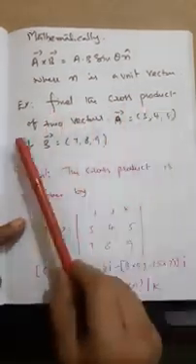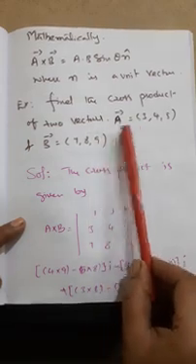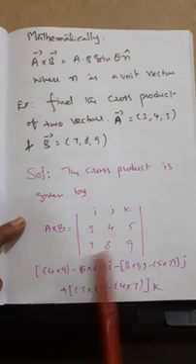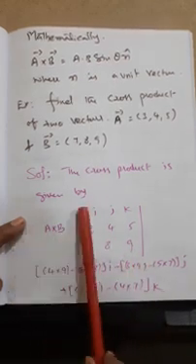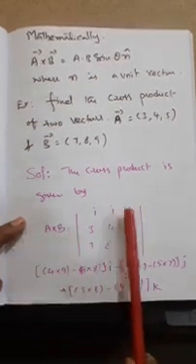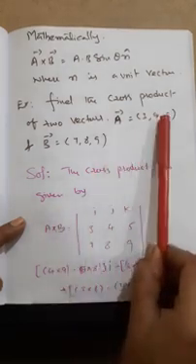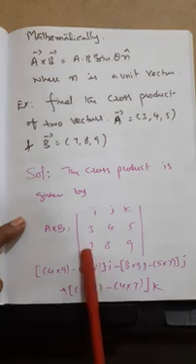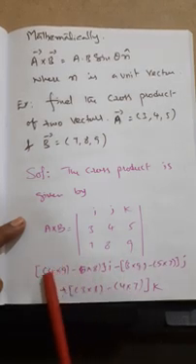Find the cross product of two vectors. Here A is given and B is given. The cross product can be defined as taking the determinant in the form of a matrix with rows I, J, K. The A value is 3, 4, 5 and the B value is 7, 8, 9. Just simply take the determinant.